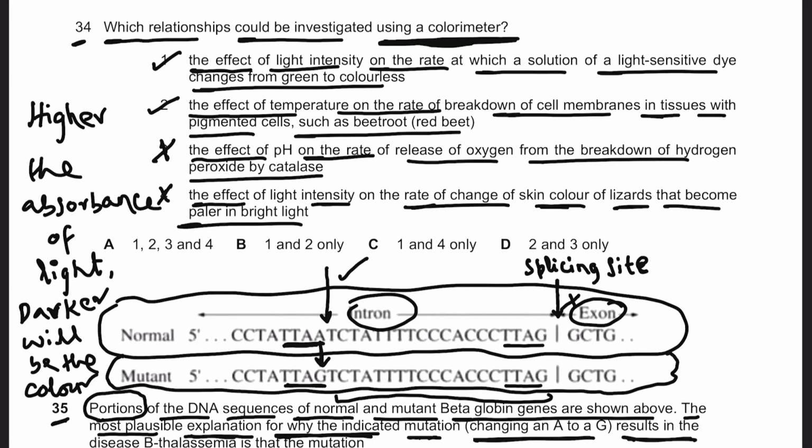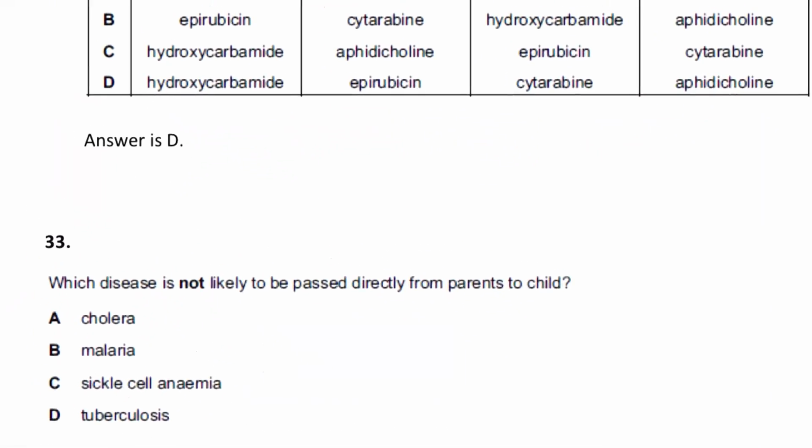We can simply put the test tube containing the solution in the colorimeter device. Okay, so option 4 is wrong. The answer will be 1 and 2, that is B. Let's move on to MCQ number 33.